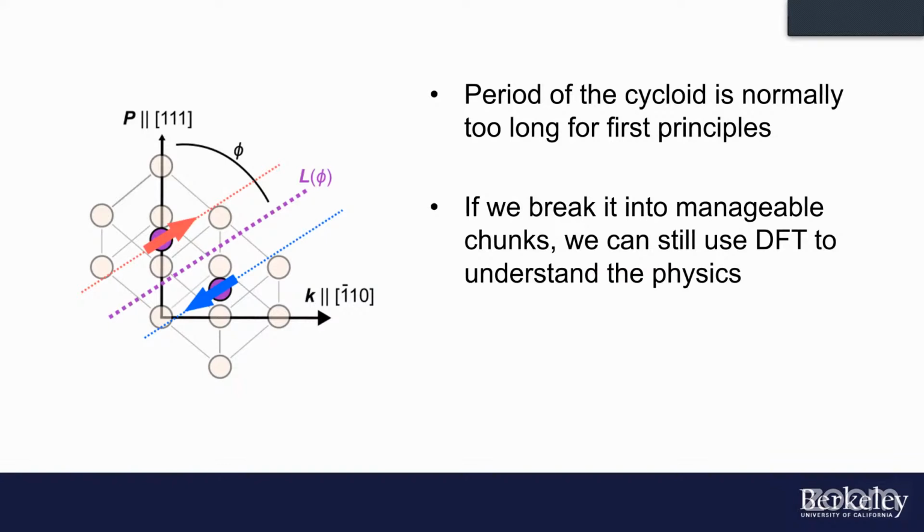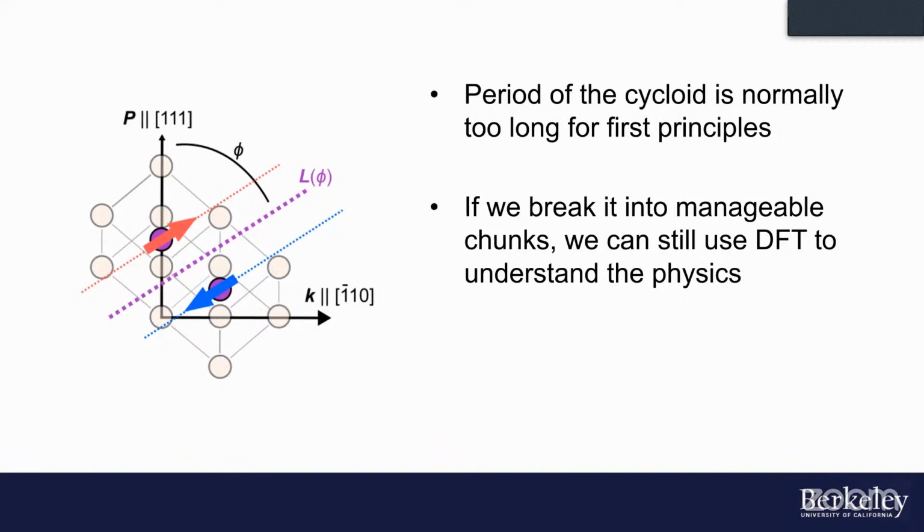So one thing we can do to try to understand the physics a little bit better is go to first principles. Now, in general, the cycloid in BFO is very, very difficult to do with density functional theory. The period of the cycloid is 65 nanometers. That's 200 unit cells. If you want a cube, that's something like 10 to the 4 atoms in your supercell, and that's effectively unachievable using something like density functional theory.